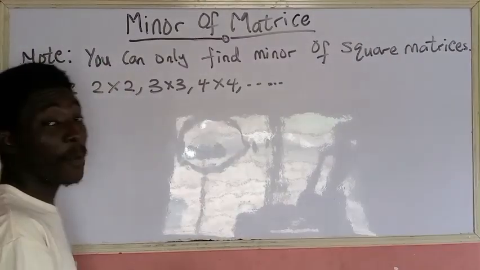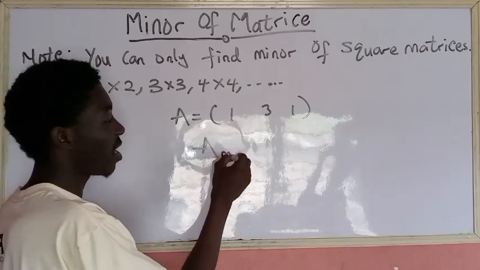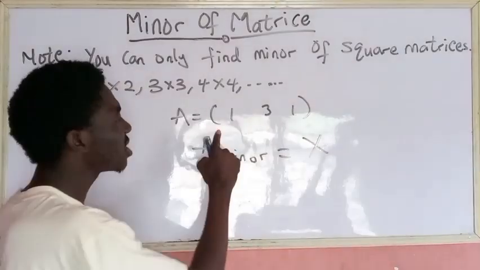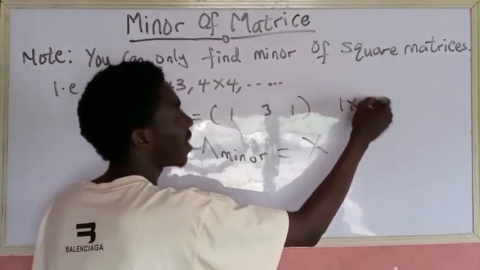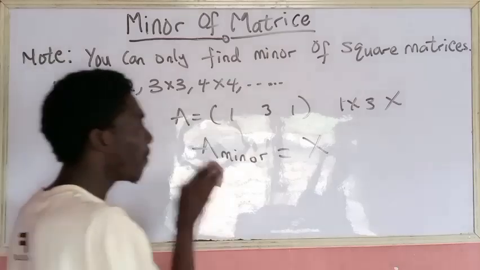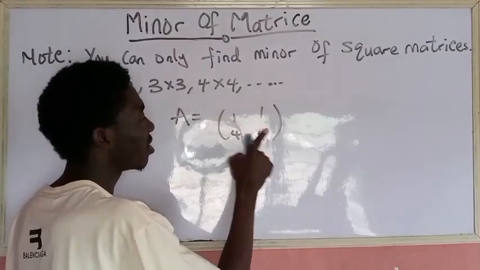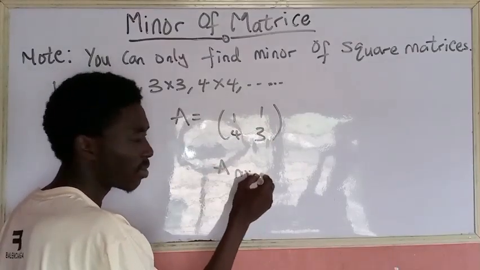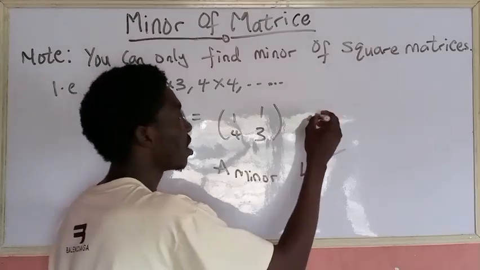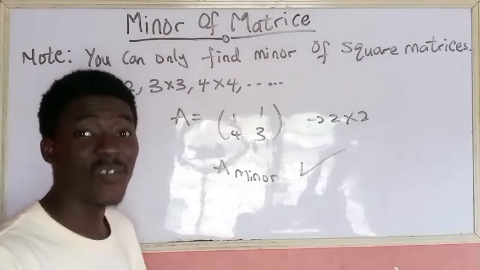So these are what we call square matrices. Good. For example, if I have A equals 1, 3, 1 and I have to find the minor of A, that is very wrong. You can't find the minor of this type of matrix because this is a 1 by 3 matrix. It's very wrong to look for the minor of this matrix. But if I have 1, 4, 1 and 3, find the minor of A. That's very correct, because this is a 2 by 2 matrix. So you can only look for the minor of square matrices. You can't look for the minor of a rectangular matrix.